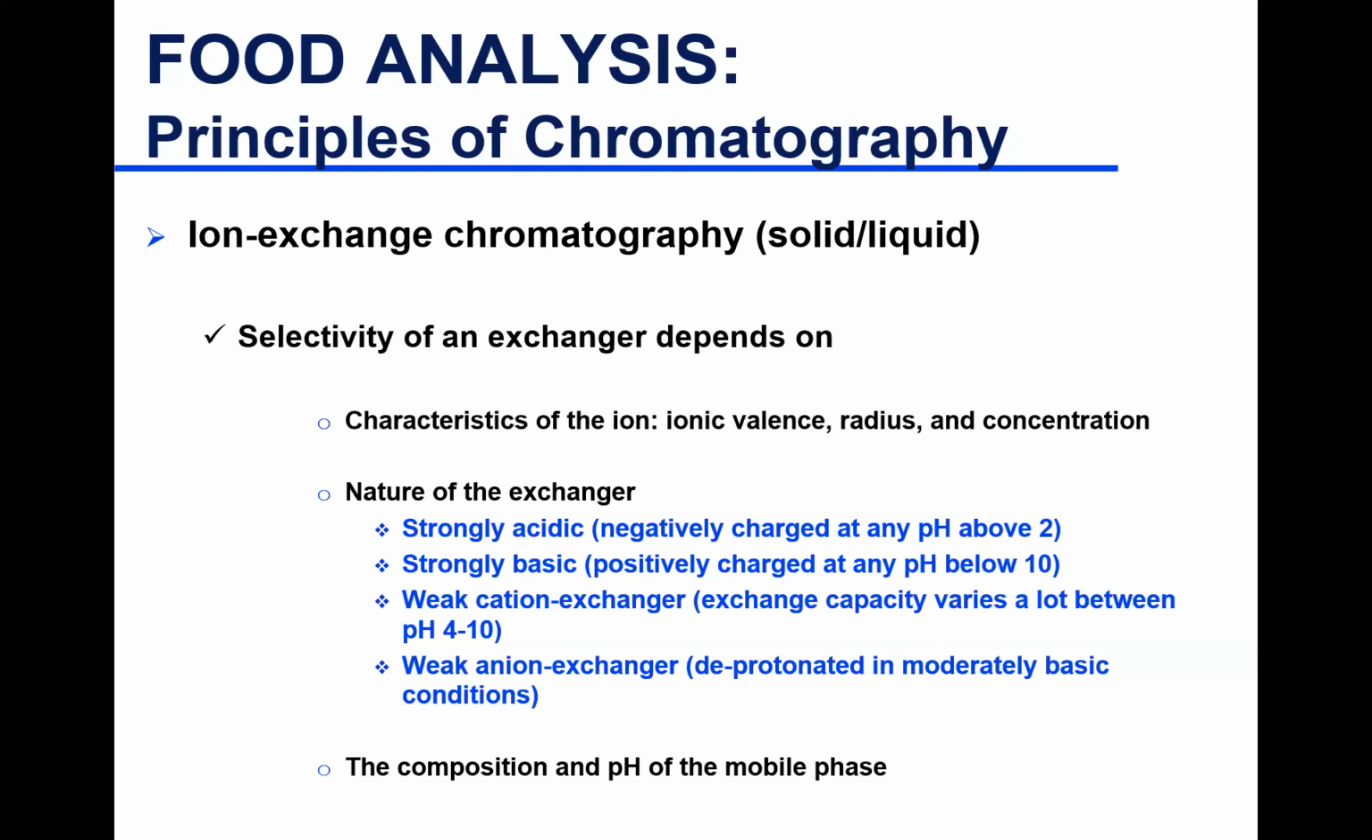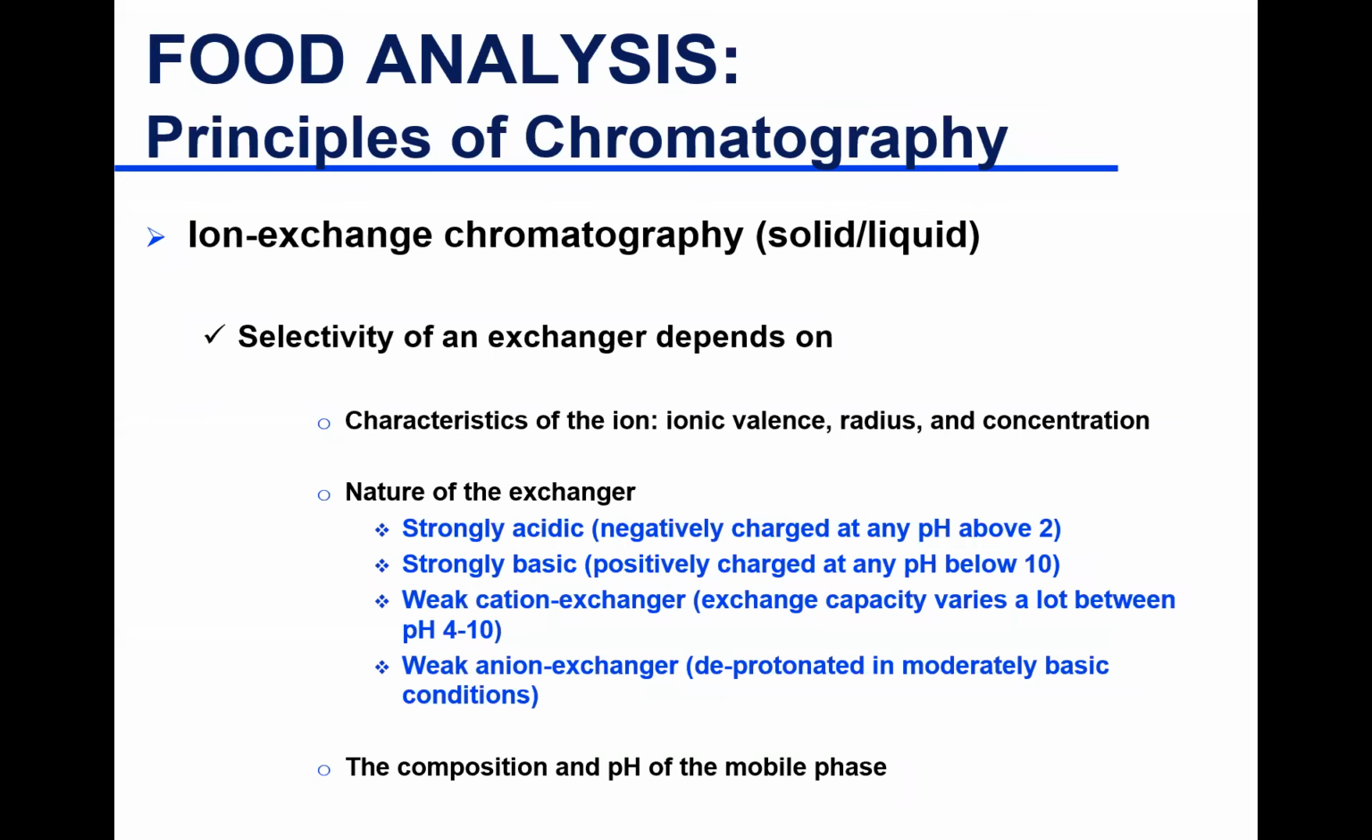So the ions are interacting based on ionic valence, or how many charge groups are in the outer shell of your compound or molecule. And then the radius, how big the compound is, and the concentration. So these all impact how much they're going to interact with your column.